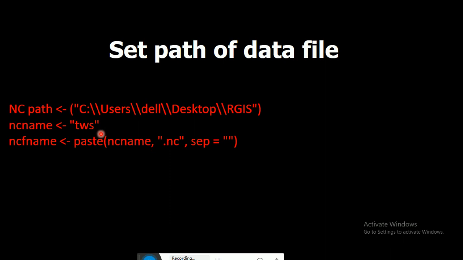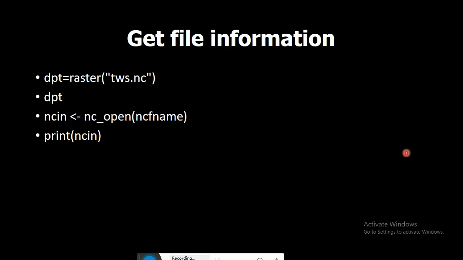Okay, now give the nc file name: paste the name, the nc name, the format is .nc, and the separator is a comma. Now to get the information of the .nc file, when you use this command raster tws.nc, that is your file name, it gives you the entire information: how many bands are there in your file, what the source of the file is, what the resolution of your file is, etc. We will see this in the practical part.